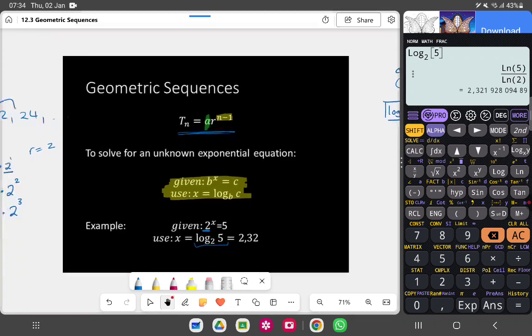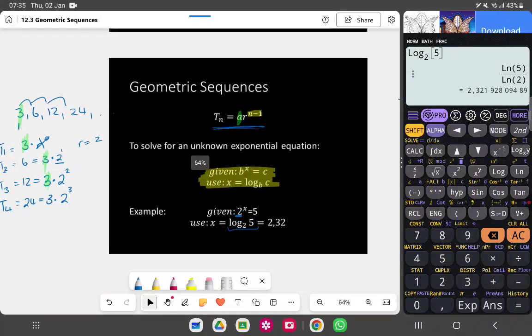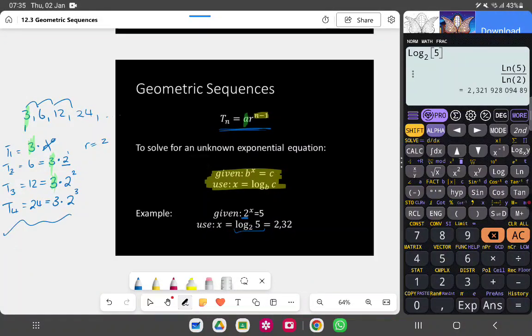The two things that I need you to be able to do in the geometric sequence is to calculate the geometric sequence the old way, like we used to do in grade 10 and grade 11. And the new information is how to use the logarithm button in order to solve for the exponent. Right.